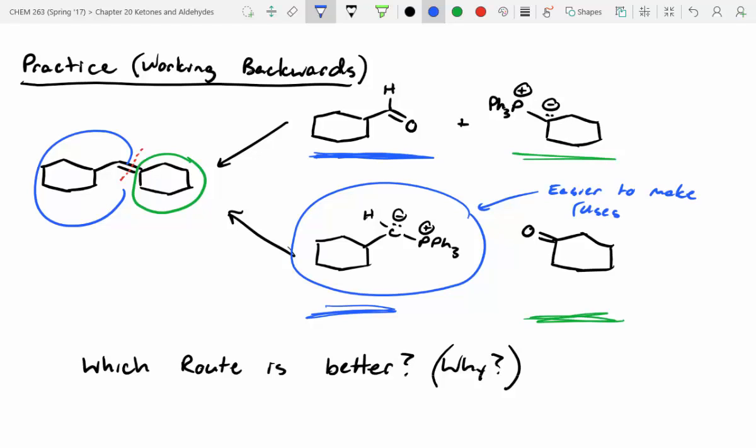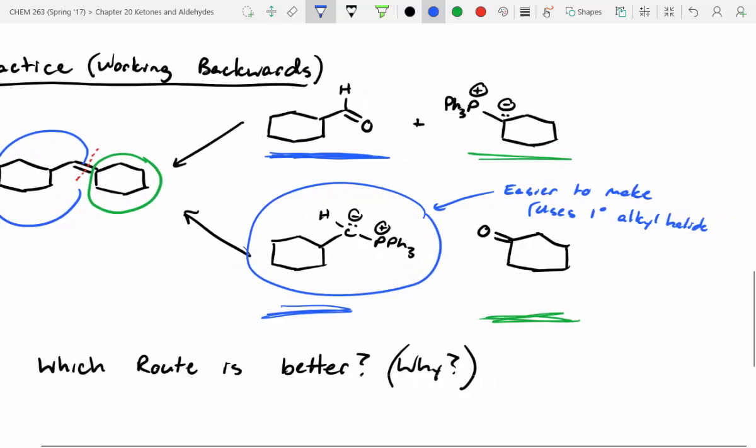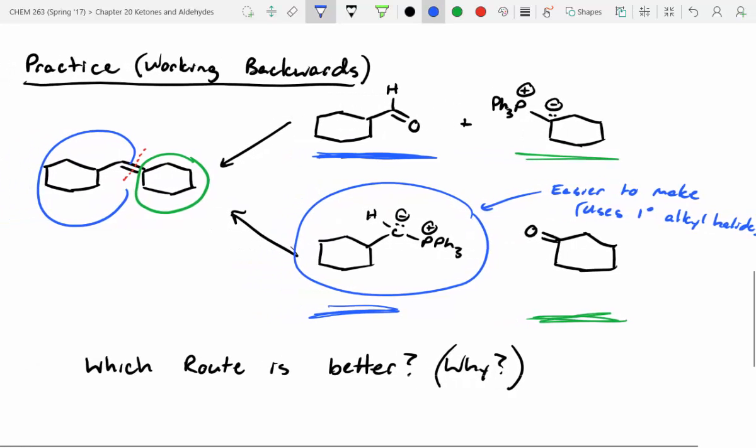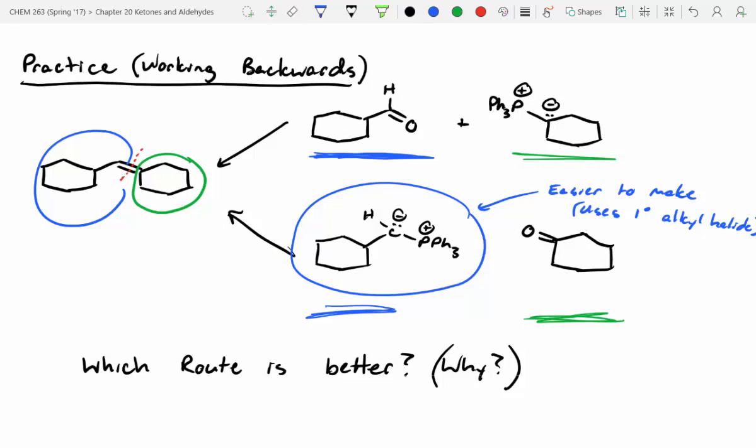It uses a primary alkyl halide. So that's reason number one. Reason number two is a little bit more subtle, but equally important.